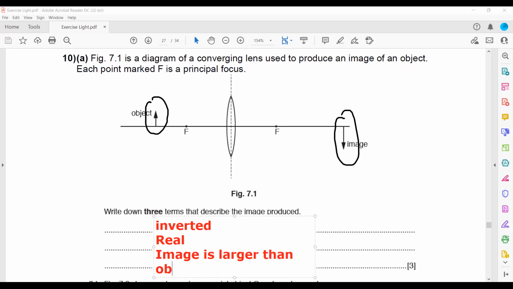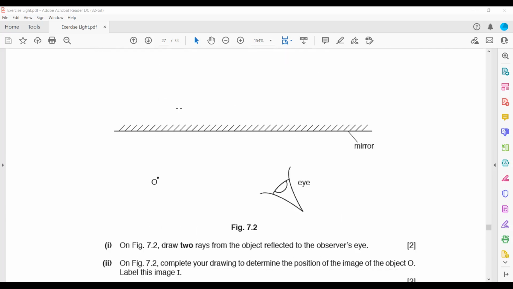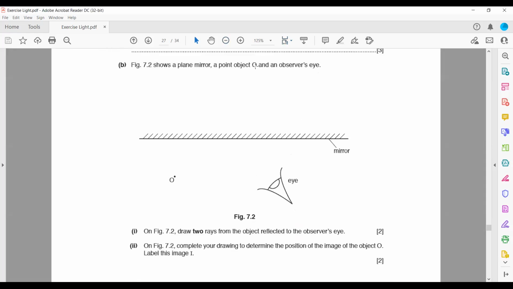So we don't have to draw here. We just have to mention, comparing the object with the image. Whenever we compare the object with the image, if the object and image are on opposite sides of the lens, it will always be real and inverted. And the size, larger or smaller, depends on the object. If the object is closer to the lens, the image will be larger. If the object is away from the lens, the image will be smaller.